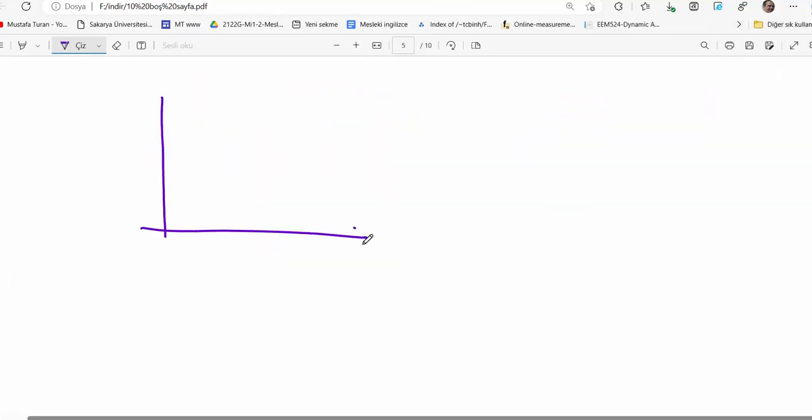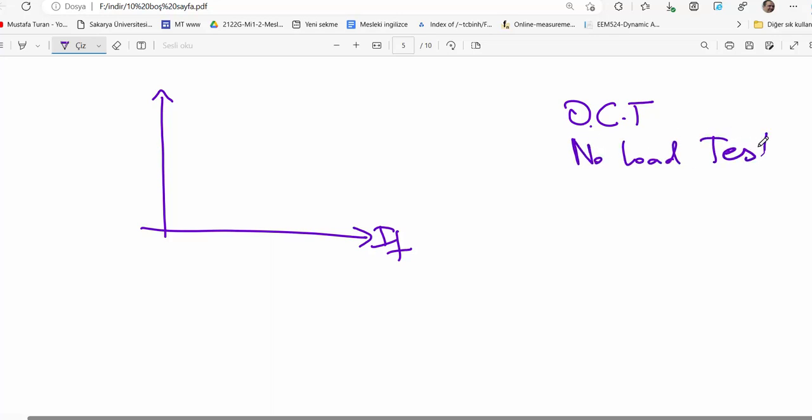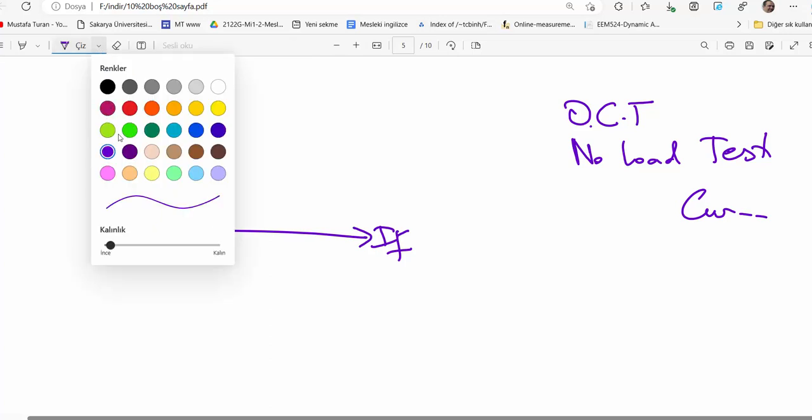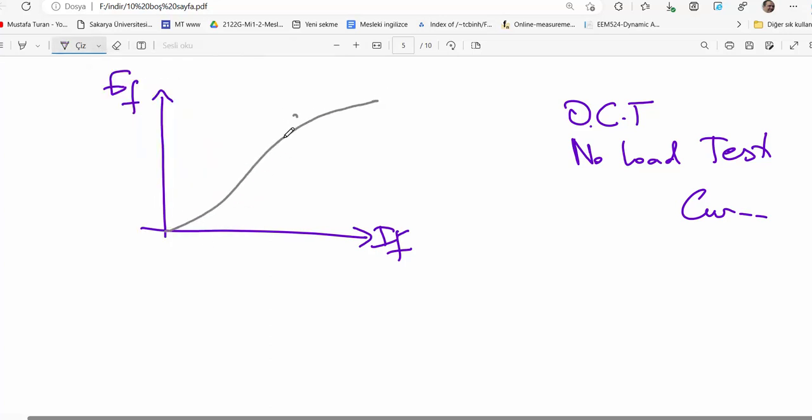Remember the no load experiment, no load or open circuit test. Sometimes we said open circuit test, sometimes we said no load test or curve. It is the relation between induced EMF and field current. In reality it was something like that, with a little bit of hysteresis. But in the question, the relation is given linearly.